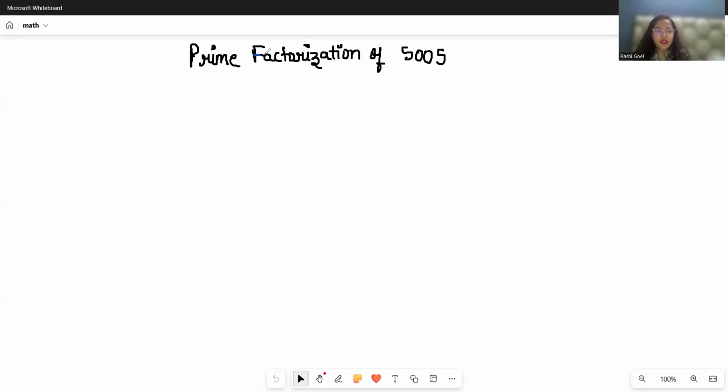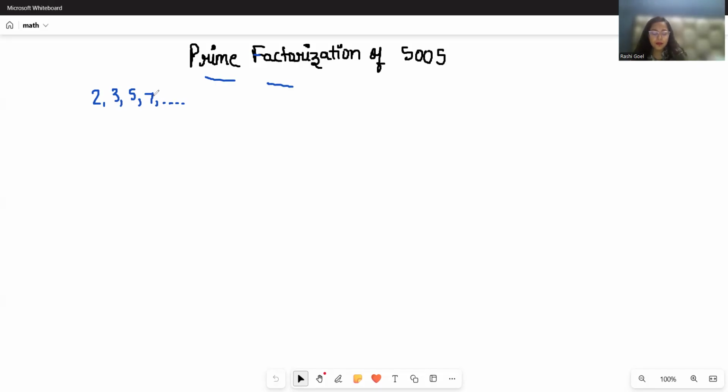So what is prime factorization? Prime factorization is writing a number as a product of its prime factors. Those indivisible numbers are 2, 3, 5, 7, and so on. So in other words, we are finding out what prime numbers multiplied together give us 5005.